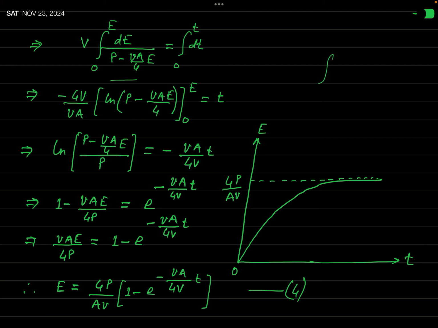Now you can see that if you are talking about an integral like dx divided by a minus bx, what is this integral? This is minus 1 over b log of a minus bx. So utilizing this formula, you can see that in place of a there is P, and in place of b there is VA by 4. So using this formula of integration, you can write that this integral is minus 4V over A.